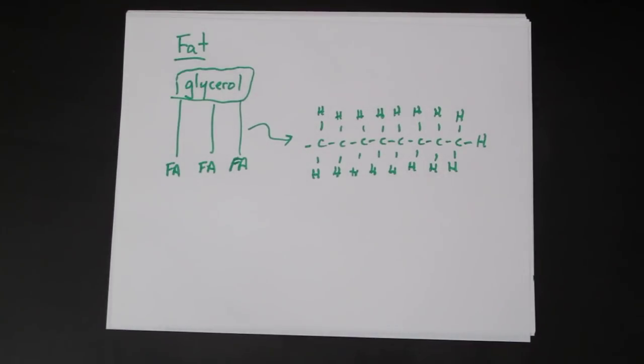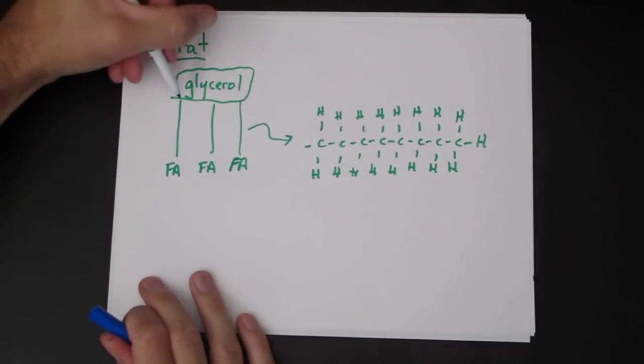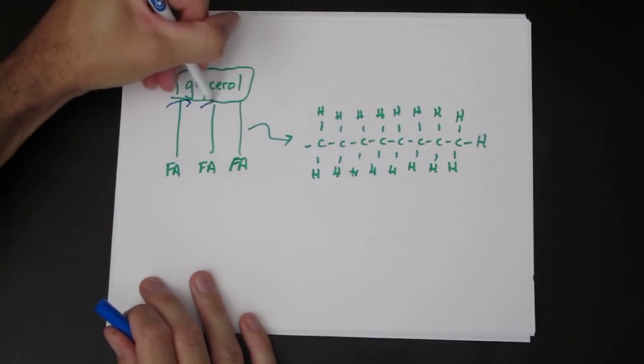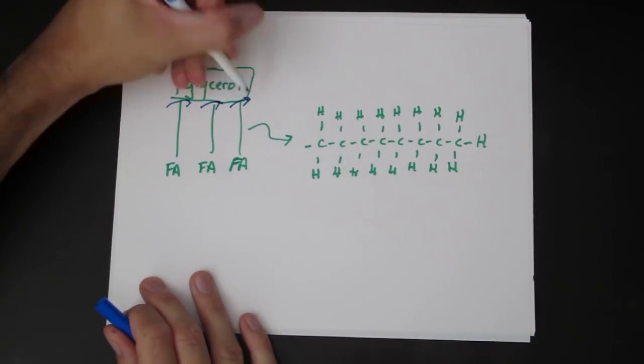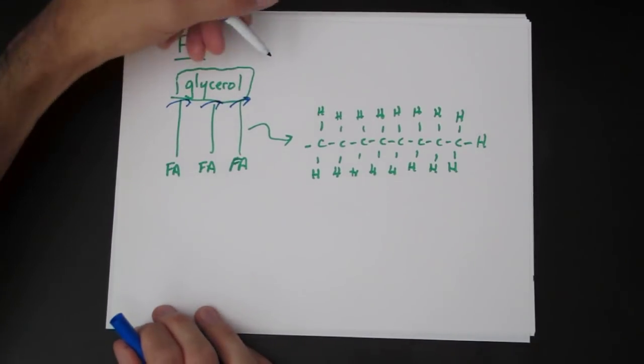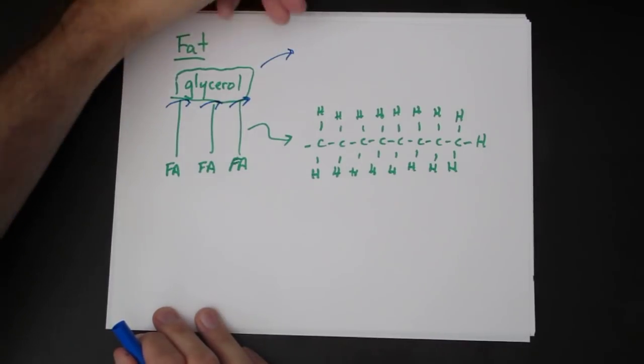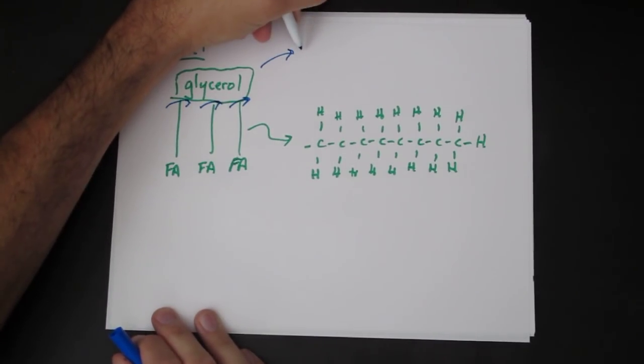So the first thing that has to happen is that when we metabolize a fat, we have to cleave the fatty acids from the glycerol. So the first thing that we see is the cleavage of the fatty acids from the glycerol, okay? That glycerol is going to be metabolized, okay? And we're going to get some ATP from glycerol.